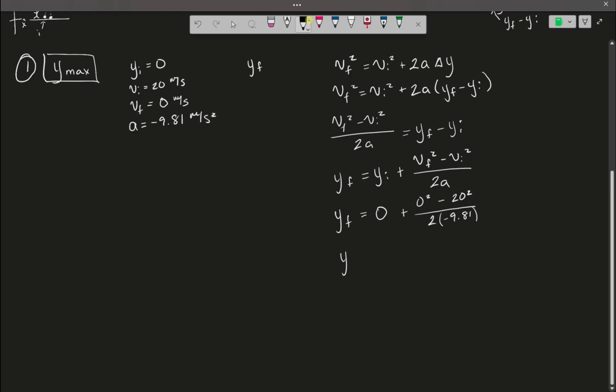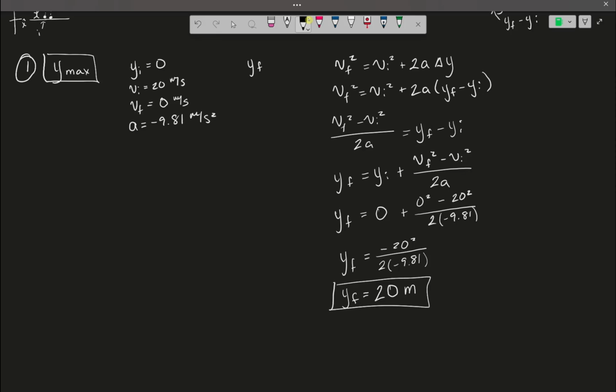So this is going to end up being y final is 0 minus 0 minus 20 squared over 2 times negative 9.81. And we get that the maximum height that this ball reaches is going to be 20 meters. So this is my solution. Y max is equal to 20 meters.